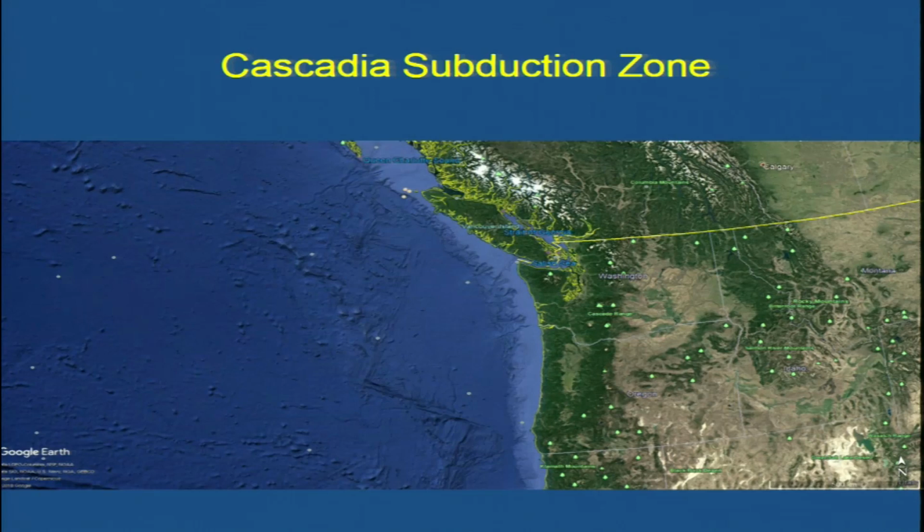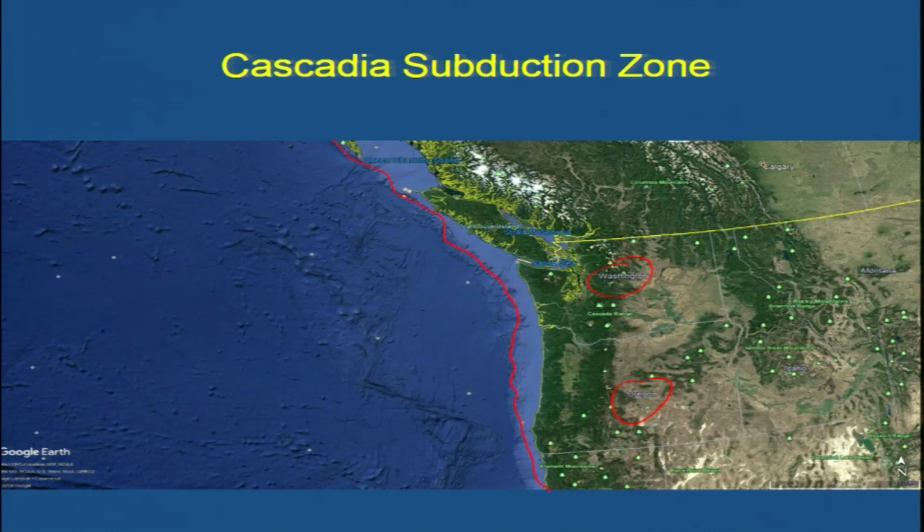Another subduction zone is the Cascadia subduction zone. Here also you can see some cities aligning along this subduction zone, that is Washington, Oregon state, and this prominent line here is representing the subduction zone.